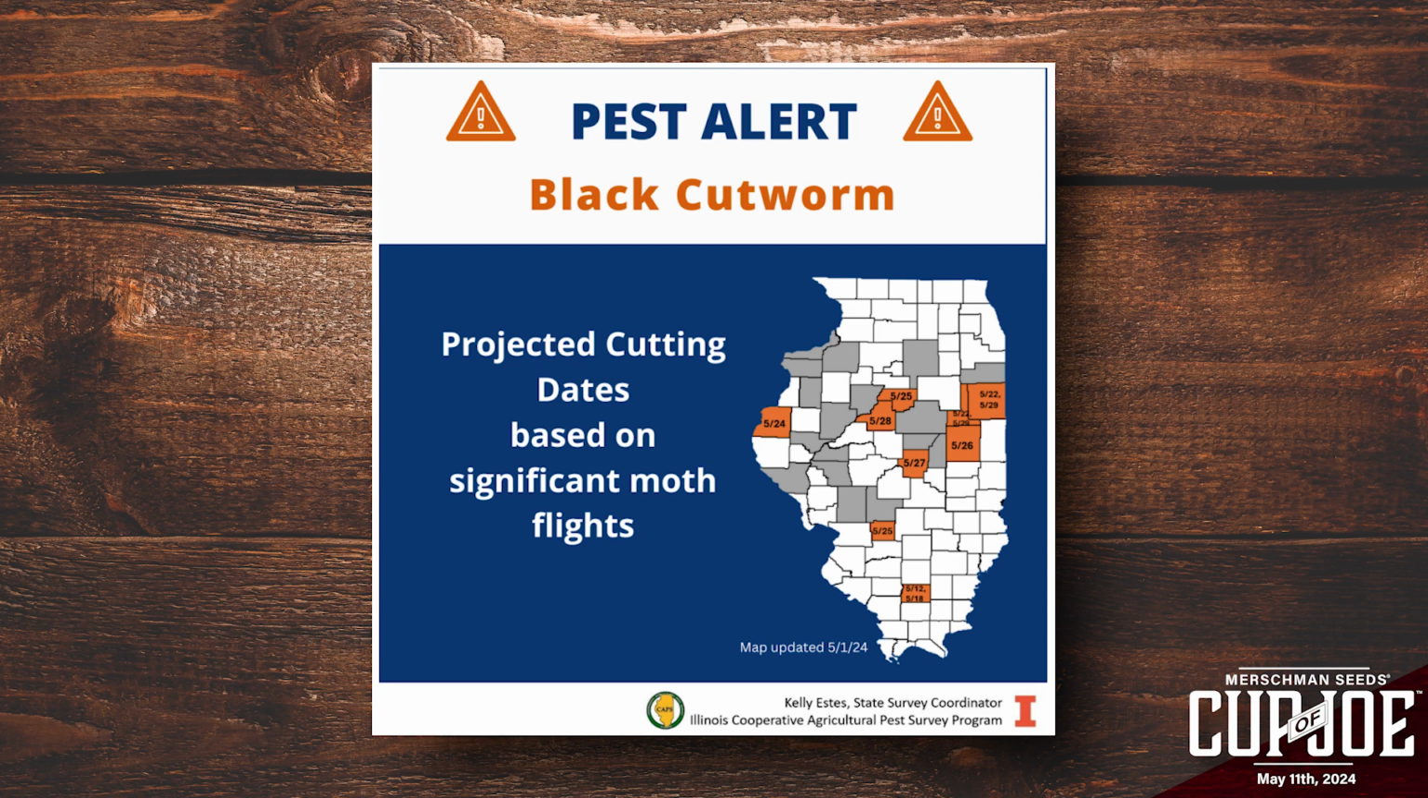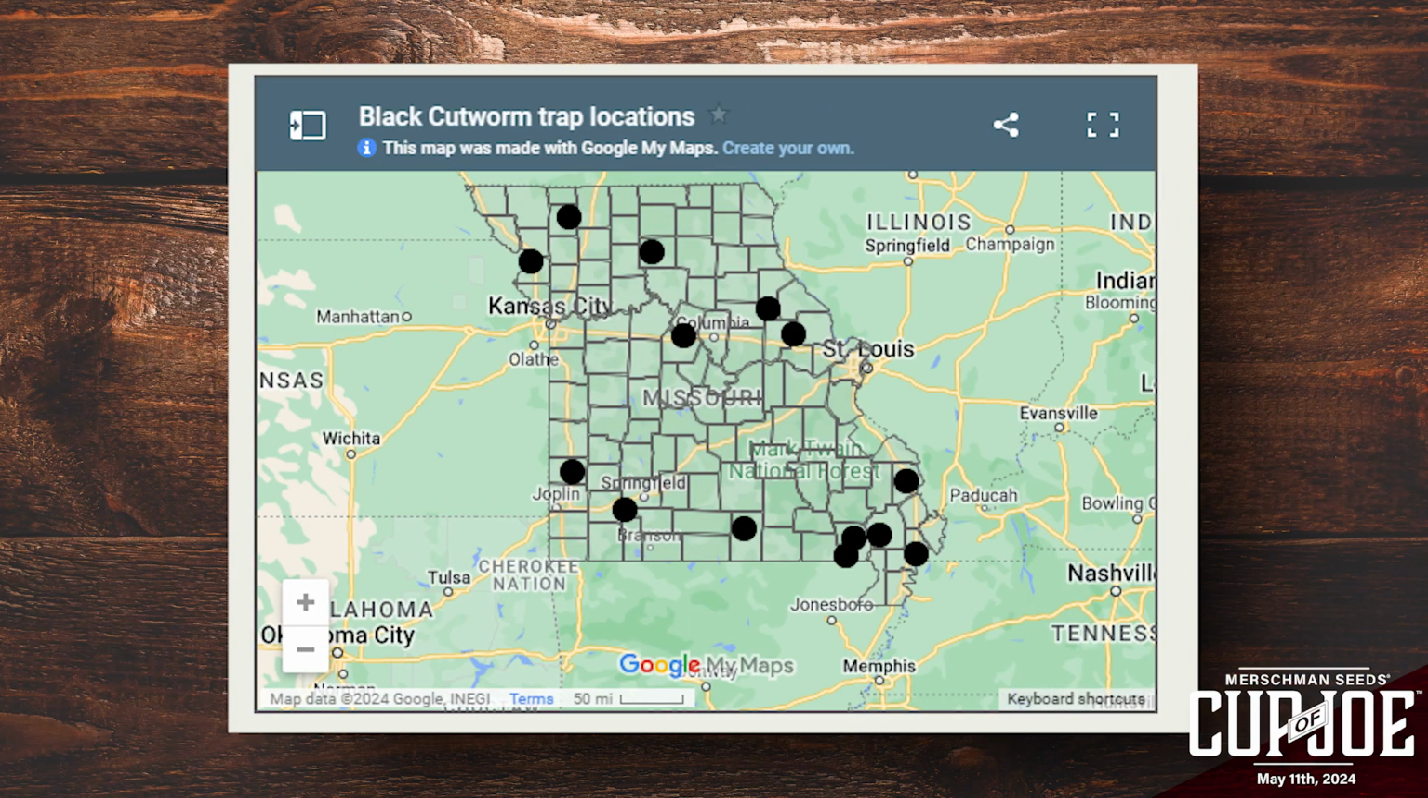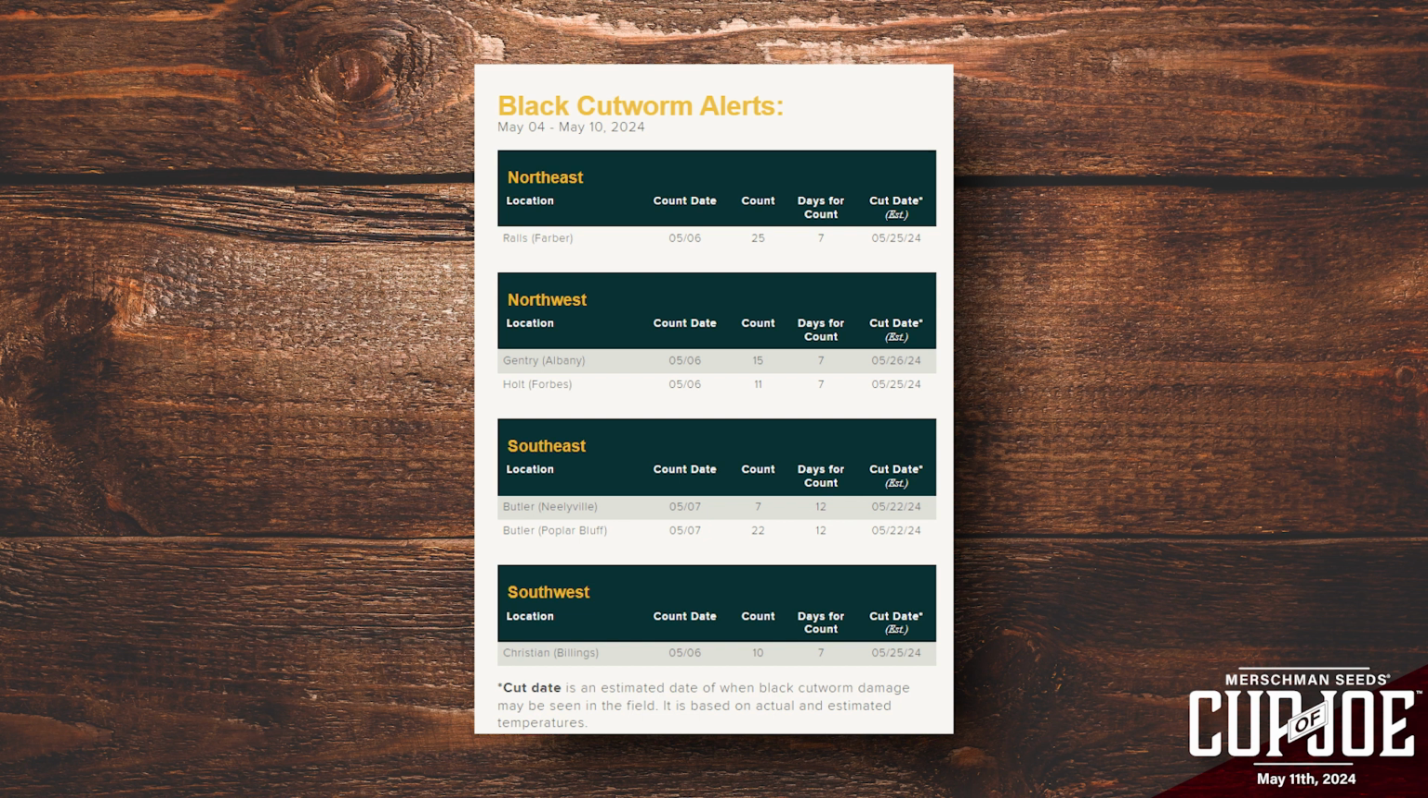You can see that. And then in the state of Missouri, they break it off into different quadrants, and you can see the different testing locations in the screenshot here. But the earliest Missouri cutting date would be the 22nd for the southeast zone for their estimated cutting date for black cutworms. So take a look at those and be scouting fields for the corn that is up.